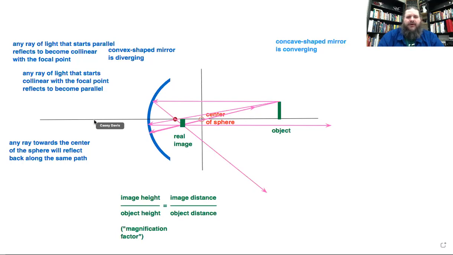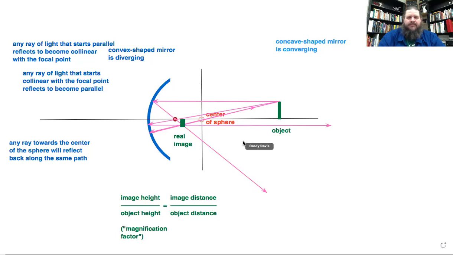Any questions on that so far? You said this one is upside down, not right side up, right? Yeah, the real image here is upside down. And in fact, that will generally be true. A real image is going to be flipped upside down. A virtual image is going to be right side up.